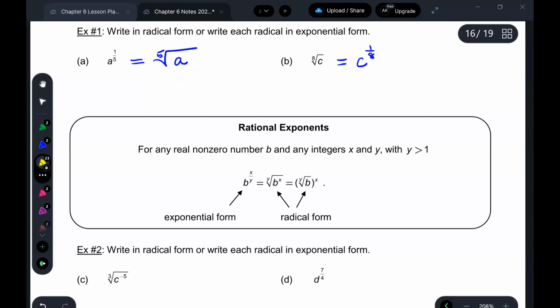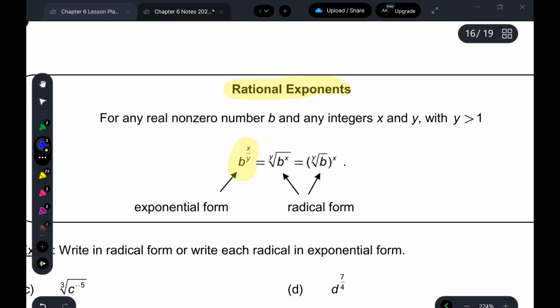So if it has b to the x over y, what happens is the x goes in under the root, so this ends up being the power, and the bottom number is still the root. Crazy how that works out.